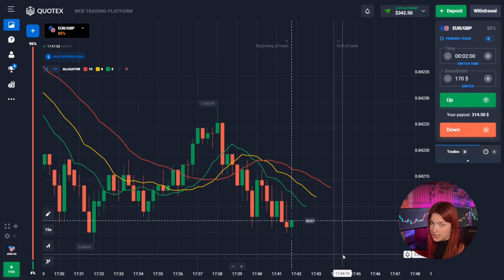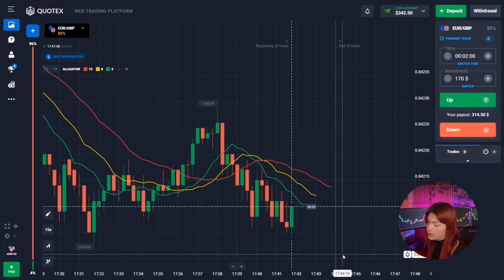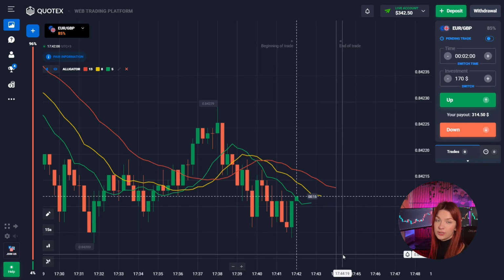Nice. The price kept pushing down and this trade ended in profit, guys. The indicator really did its job here, and let's keep the momentum going and find the next situation.